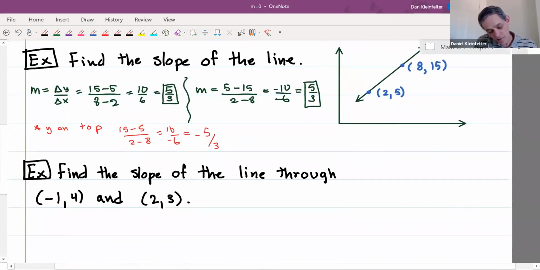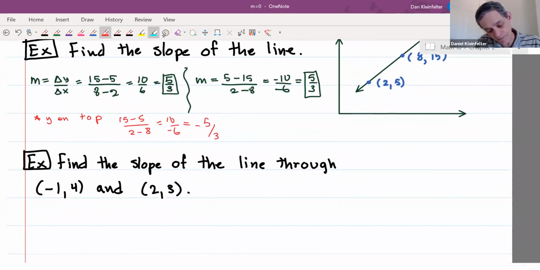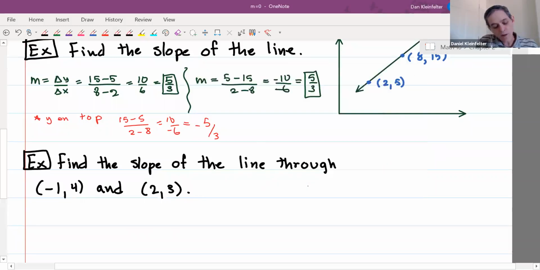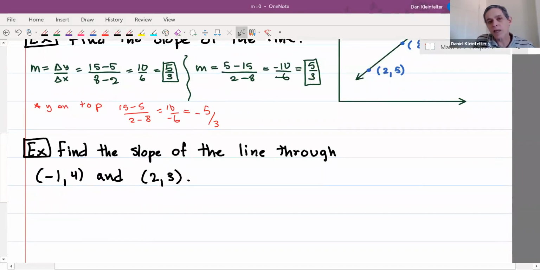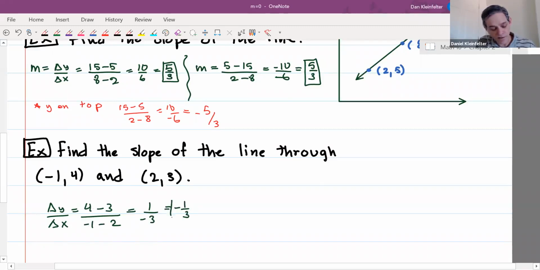Okay, so now we'll calculate the slope of this line. So here, (-1, 4) and (2, 3). If you think about it, it shouldn't make a difference what order we write the points down in, right? If you wrote down the (2, 3) first, we shouldn't get a different answer, right? So we could do the subtraction either way. We'll have the change in y divided by the change in x. So I'm going to go left to right here. We'll have 4 minus 3. That's the change in y on top. And the -1 minus 2. Okay, 4 minus 3 is 1. -1 minus 2 is -3. So we get -1/3 for the slope.